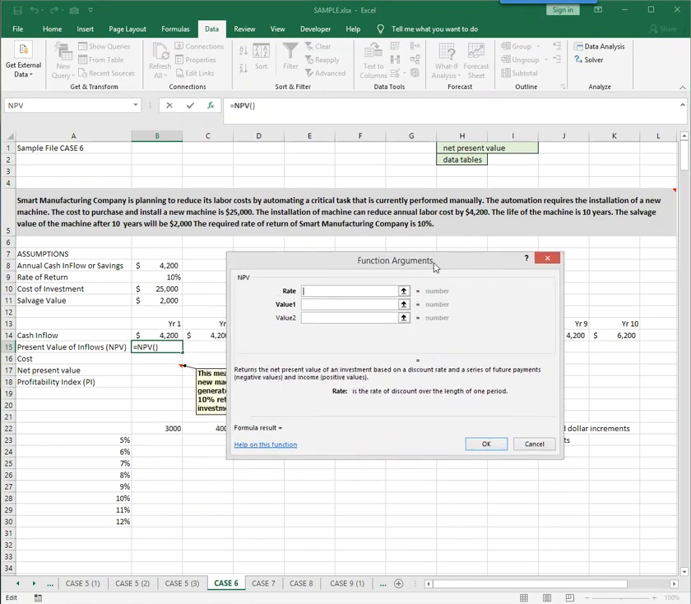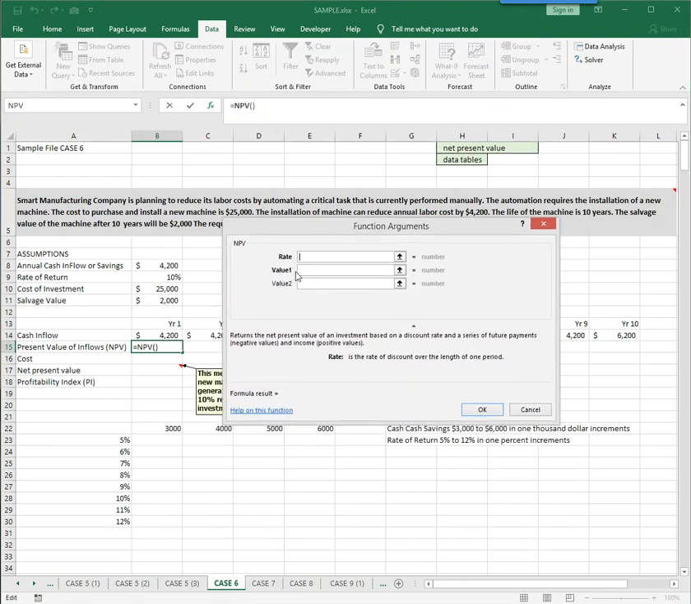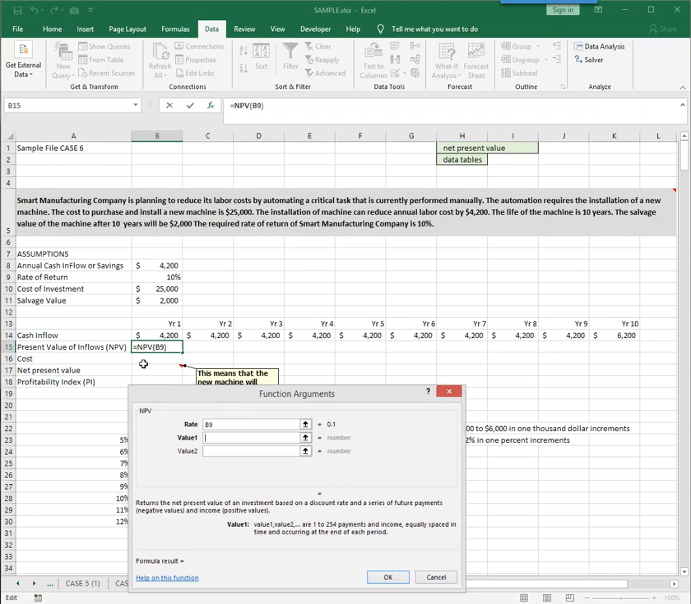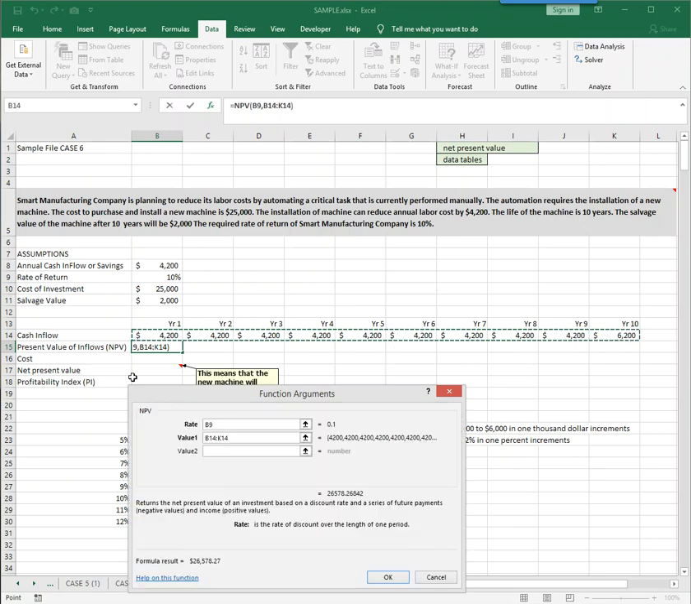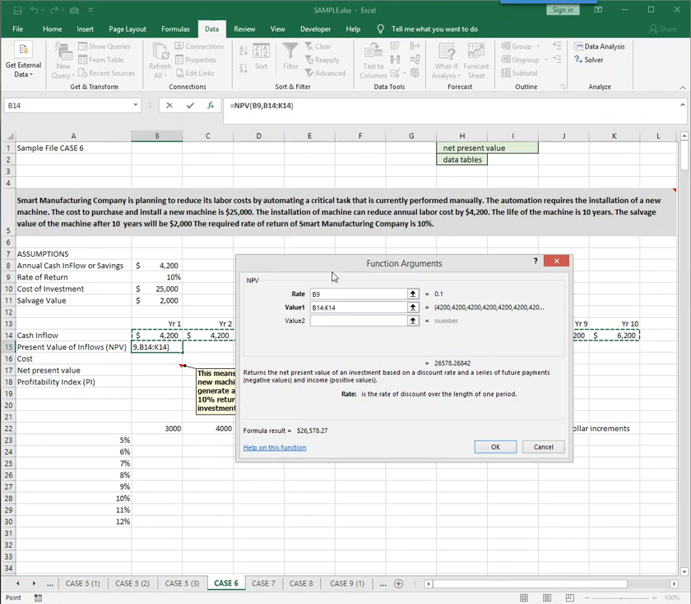All right, so let's fill in the 3 argument boxes. The rate is a percentage, so it's the rate of return, in this case 10%. And the value is a range of numbers that are equally spaced in time, so we simply select the entire row of numbers in row 14. And that's all. That's all we need. Our answer is down here below already.